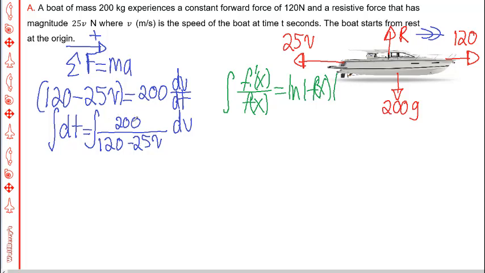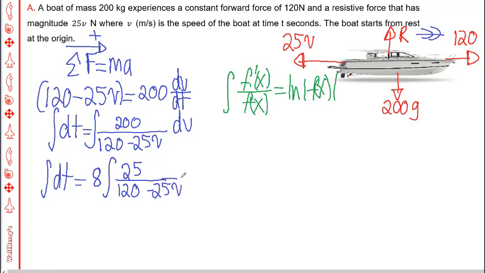Now, this is not minus 25. This here is 200. Now, how do you make this minus 25? Well, we can separate this into minus 25 times something else. So, first of all, let's make it 25. So that stays the same, nothing changes there, dt. In order to make 25, we know that 200 divided by 8 is 25. So if you take 8 outside the integration sign, you're left with 25 divided by (120 minus 25v) dv. That's how it's going to work.